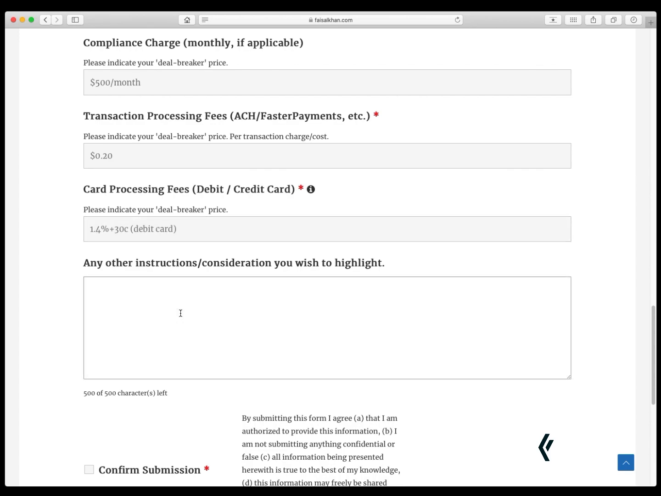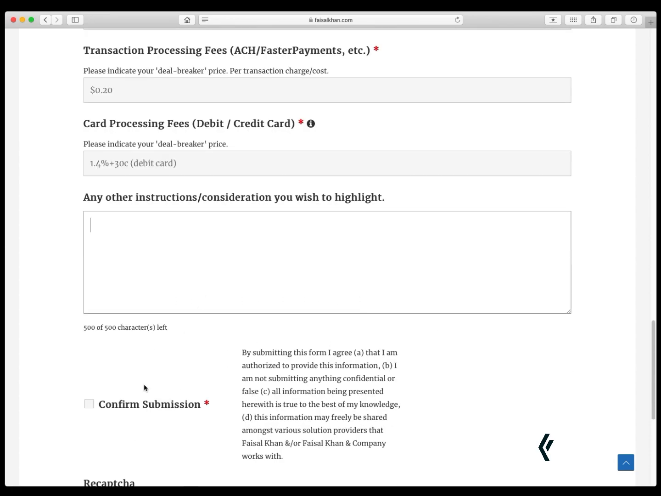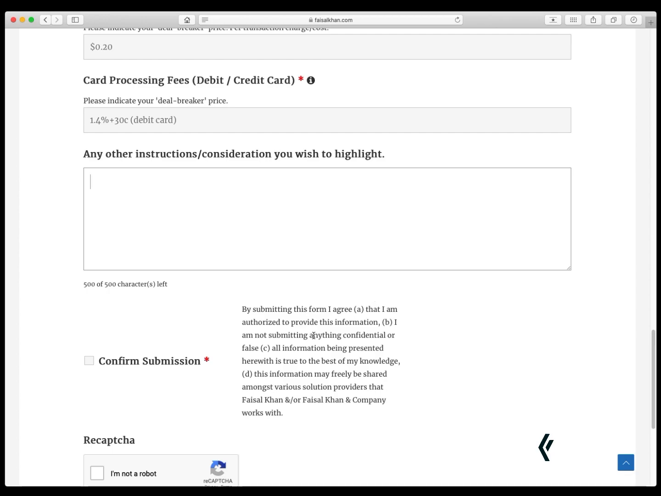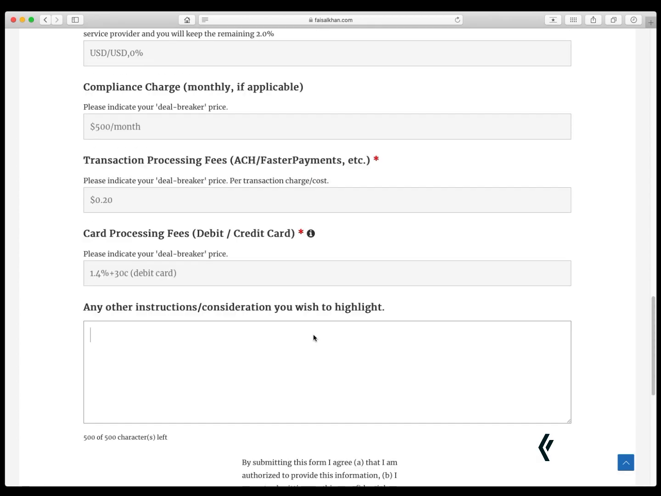Remember, the term sheet consideration is floated once. I cannot stress this fact again. You have one shot at this thing. If the service provider finds out that your prices are not to their liking, they will not take it. So you write your things, you give your explanation, you give your comments that you want them to read, you obviously say confirm submission, etc., and you submit the form.